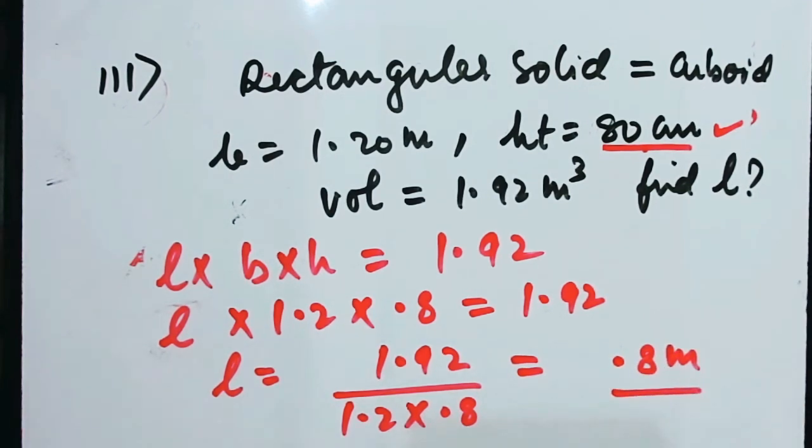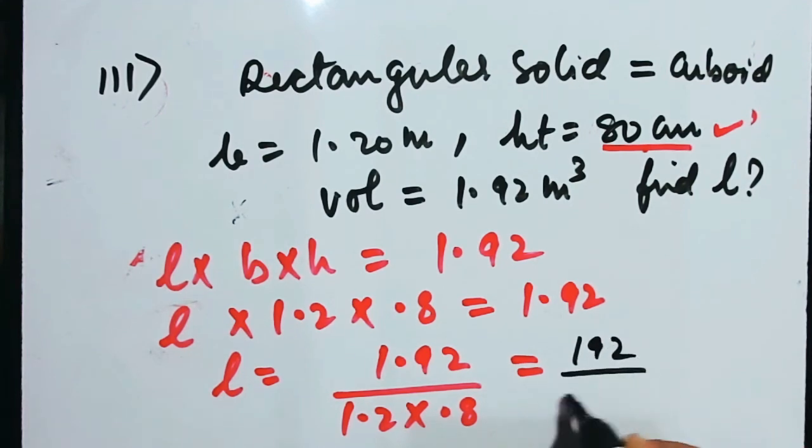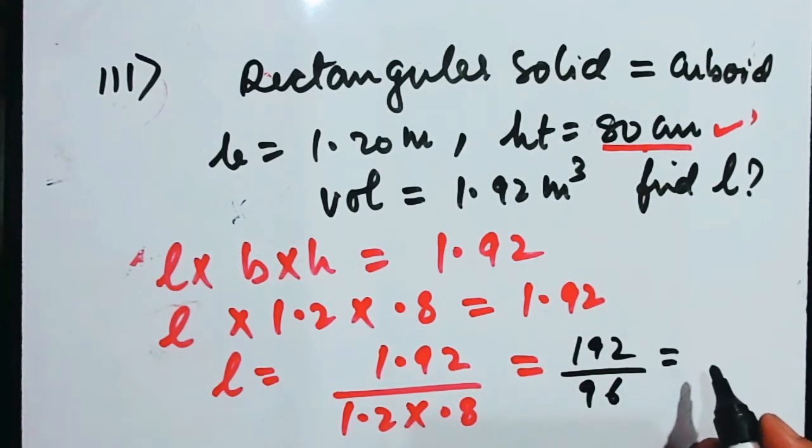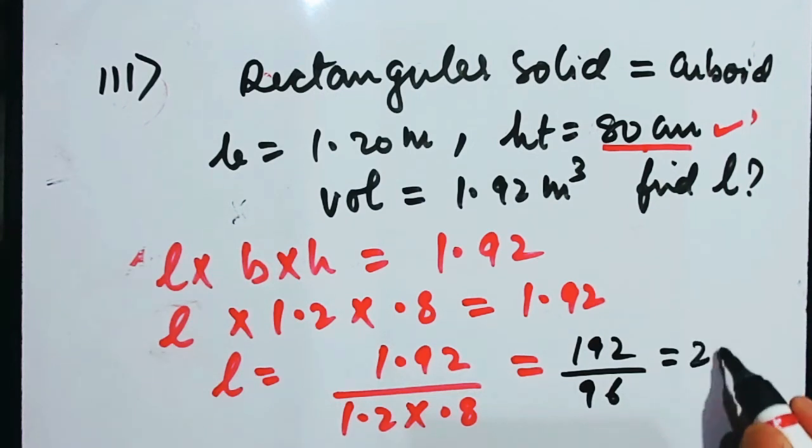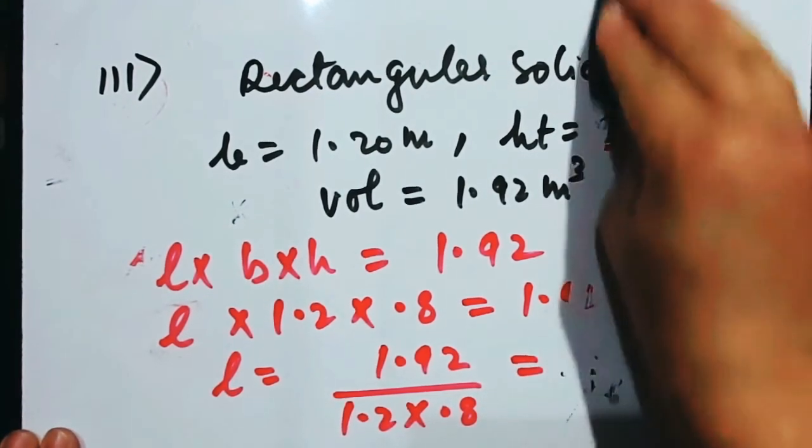If you remove the decimal and solve it, naturally you will have to multiply it. Let us multiply. So 1.92, if we remove the decimal, two places over here, so I'll get 192 by 12 into 8, isn't it? 12 into 8 is 96, which will give you a value of 2 meter. So this is how we find out the value of length, breadth and height if the volume is given.